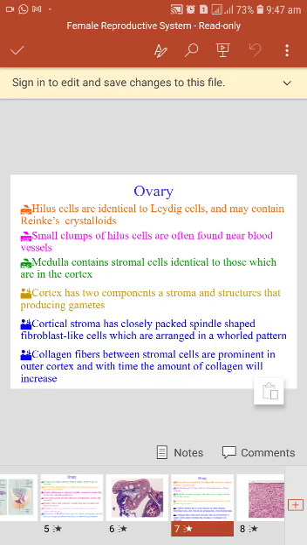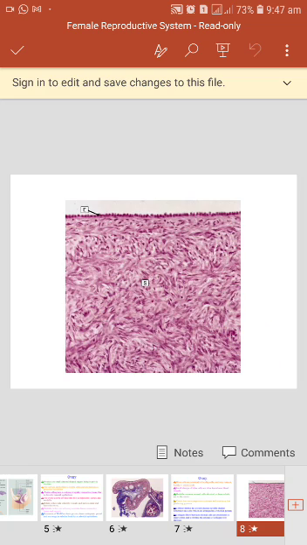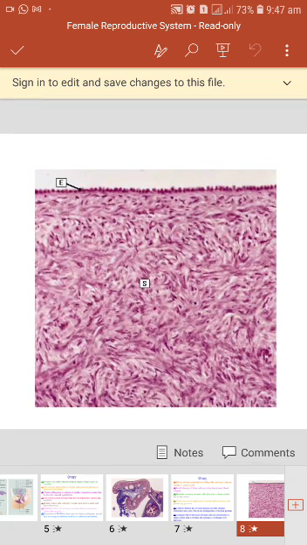The cortical stroma has loosely packed spindle-shaped fibroblast-like cells which are arranged in a whorled pattern. Collagen fibers between stromal cells are prominent in the outer cortex, and their number increases. In this diagram, the outermost arrow is indicating the germinal epithelium, simple cuboidal. Then you can see the cortex. In the cortex, the S is showing the stroma, where you have the whorled appearance of the fibers. A lot of collagen fibers are here.